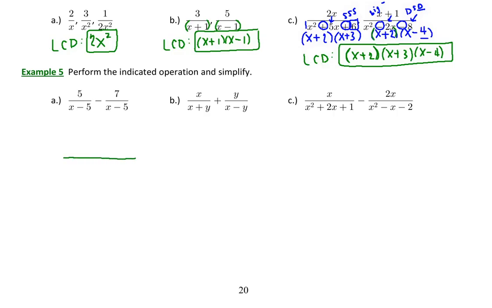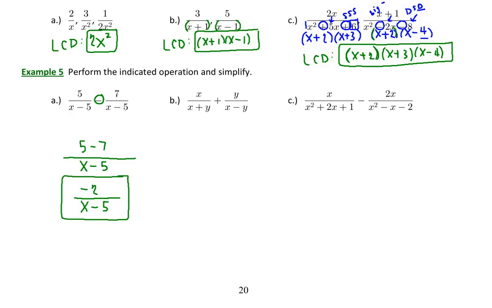So I'm just going to transfer that common denominator to my final answer. Then I'm going to apply the operation just in the numerator. So we're going to have 5 minus 7 in our numerator. 5 minus 7, of course, is negative 2, and our common denominator is x minus 5. So our fraction is reduced, and that could be our final answer.